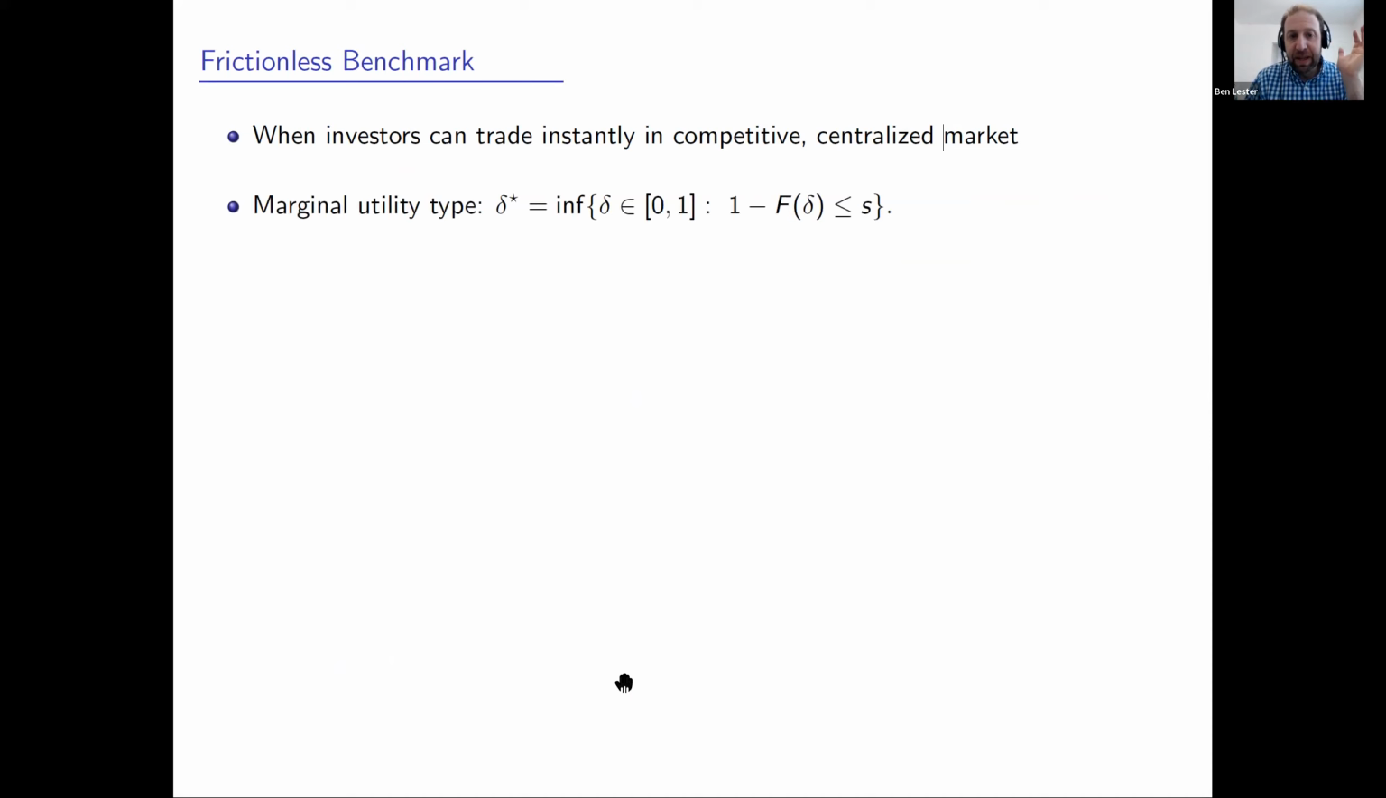Pierre showed you an important concept in this frictionless environment, which we're all familiar with from first-year micro: the marginal utility type, which we call delta star. To think about delta star intuitively, imagine lining up every agent according to their preference type delta. You have S assets to hand out. Give the first share of asset to the agent with the highest delta, then the next, and when you run out of assets, that's your delta star.